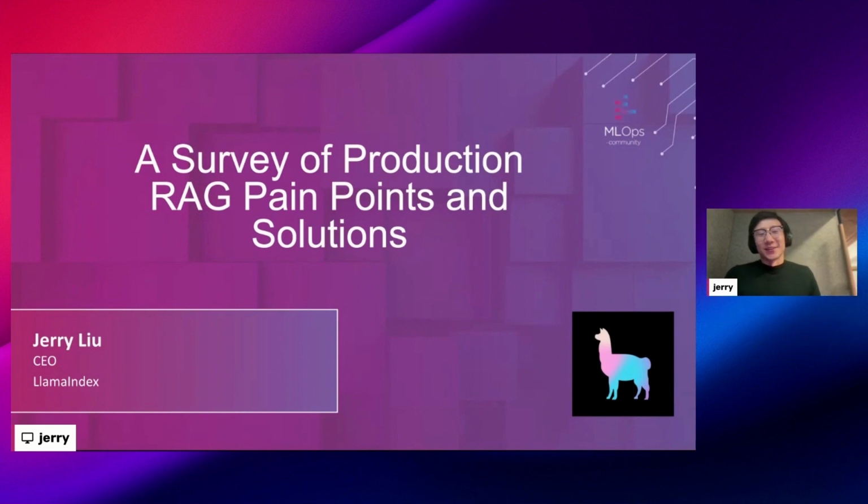Sounds good. Thanks, Demetrius. Hope you got some rest after this. The title of this talk is A Survey of Production RAG Pain Points and Solutions. The main goal of this really is to just go over how people are building RAG pipelines right now, what some of the main issues people are facing are, as well as cover a general survey of solutions to these issues.